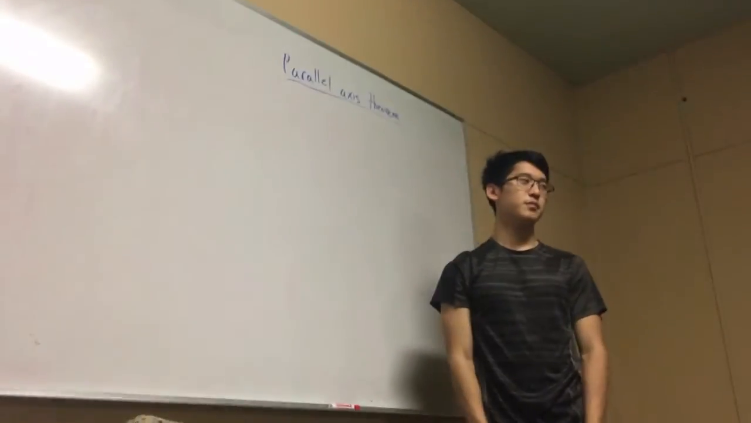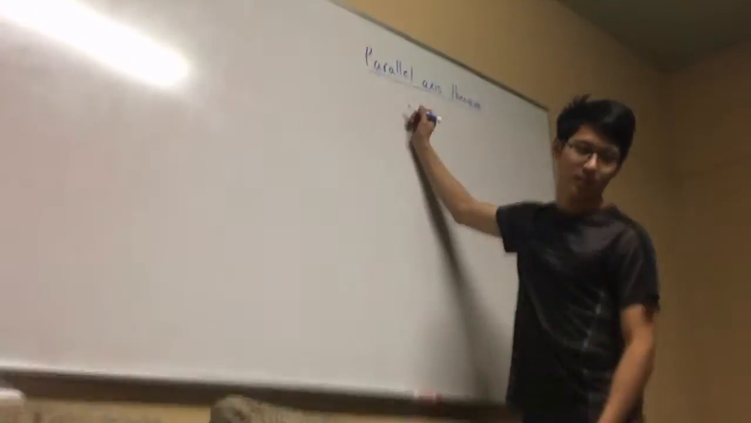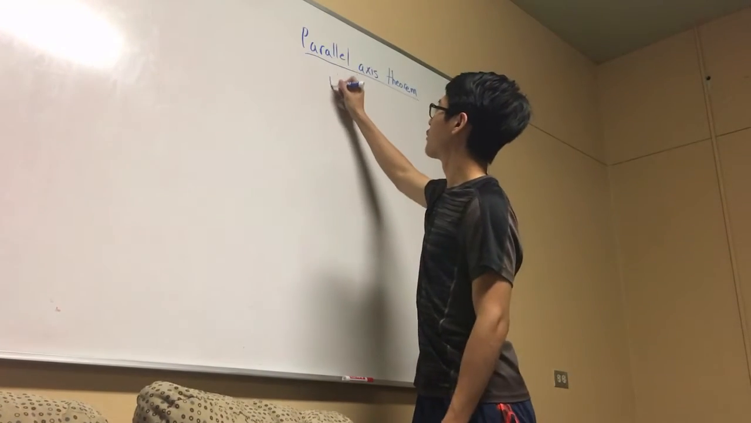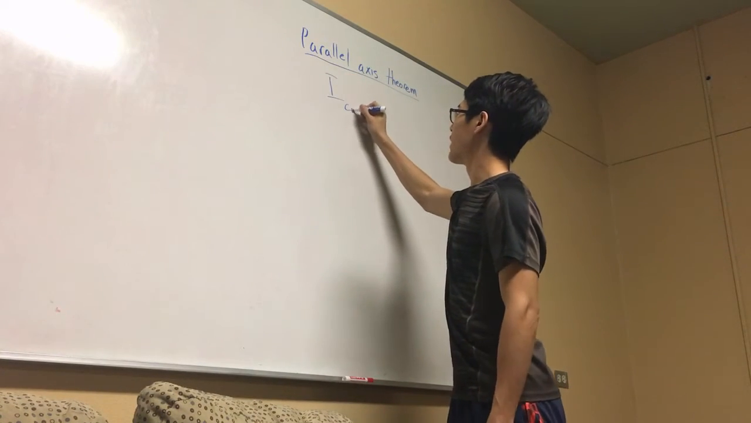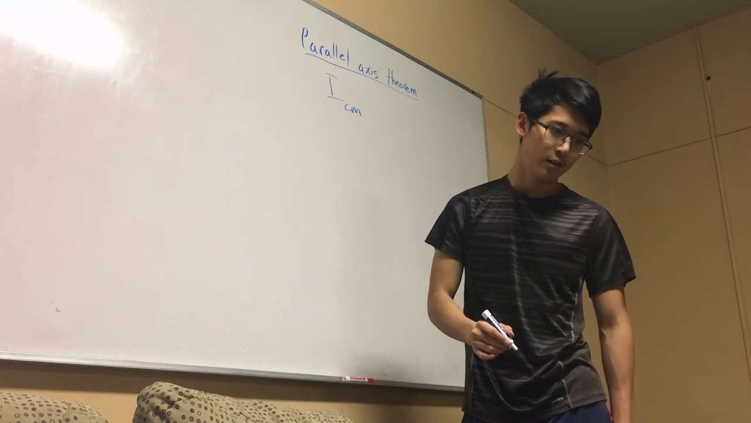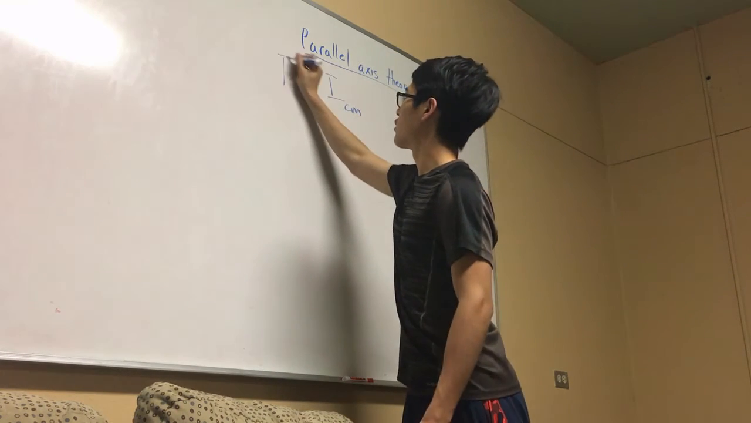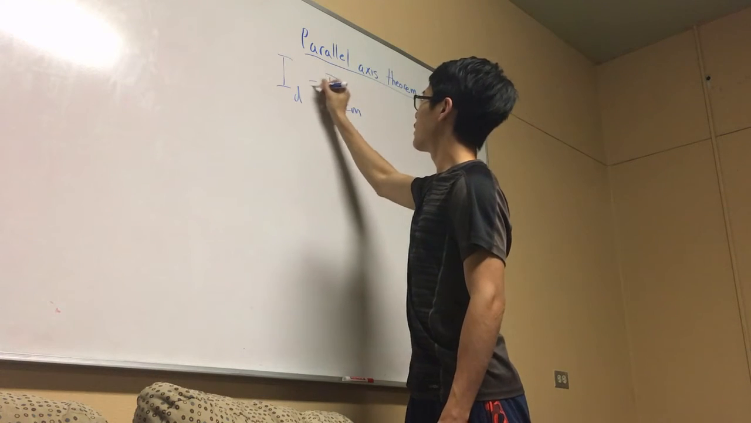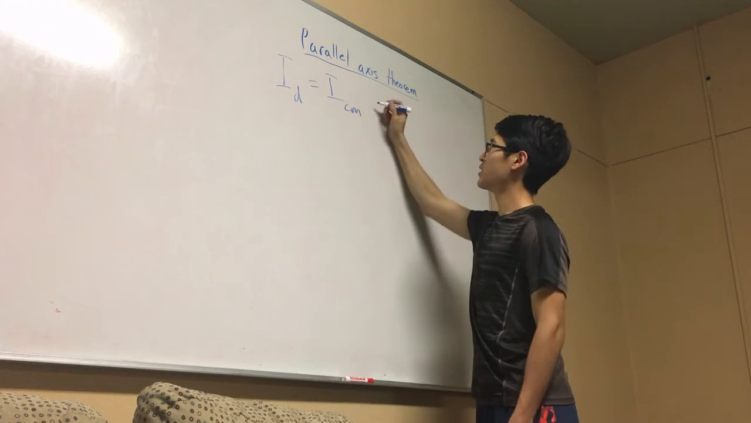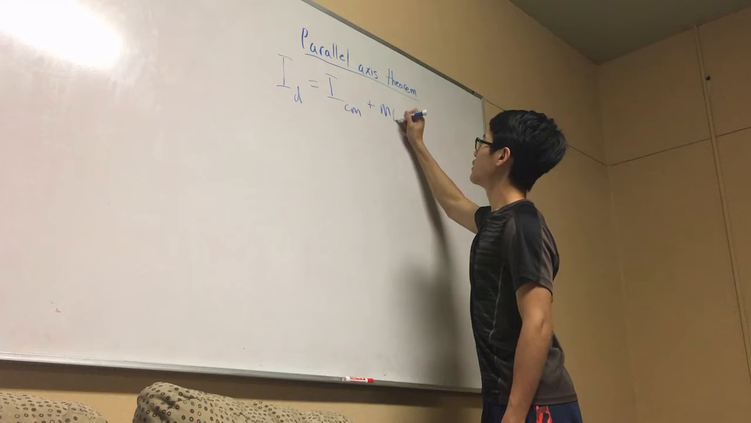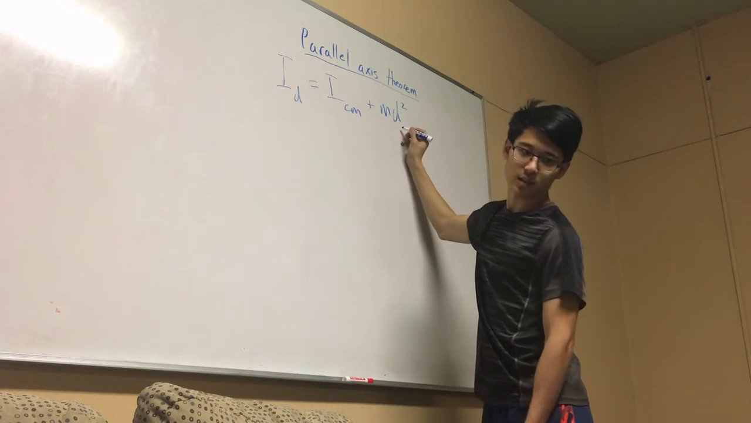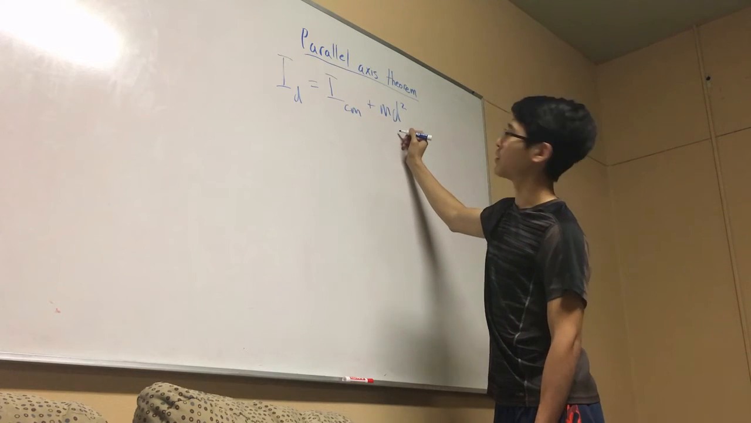That's the parallel axis theorem. Basically, the equation is: if you're given the moment of inertia through the center of mass of an object, then in order to find the moment of inertia through any point that is parallel to that center of mass, all you gotta do is add md squared, where d is the distance from the center of mass.